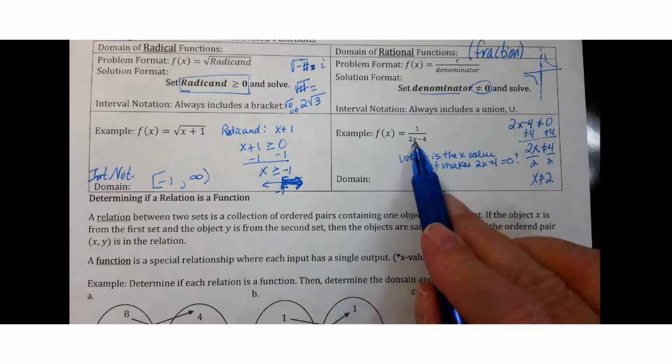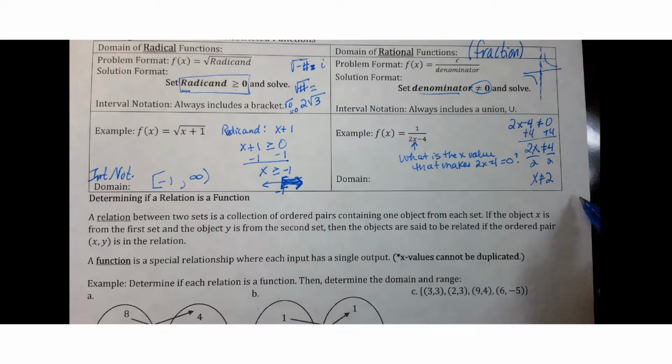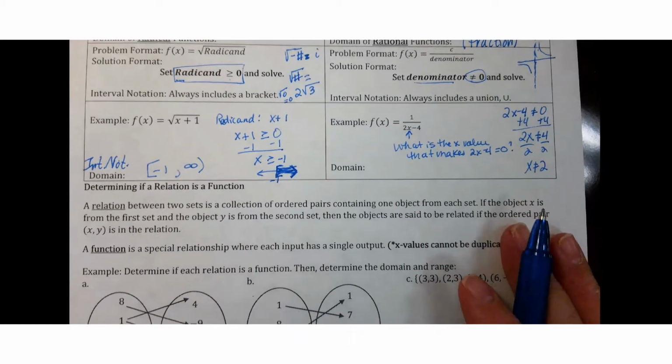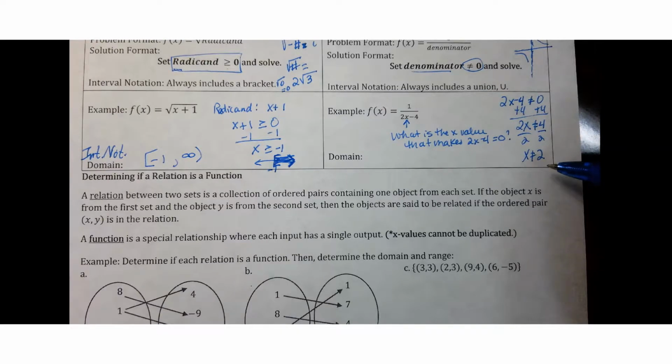So let's see if that makes sense. 2 times 2 is 4, 4 minus 4 is 0. So 2 is not a valid answer, as in it's not in the domain of the function. It is not in the domain of the function. This number is not included in all the available x's.